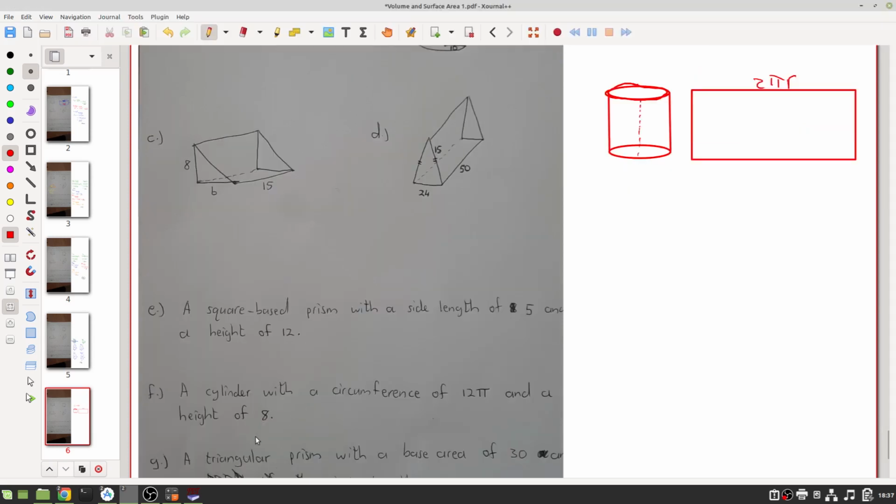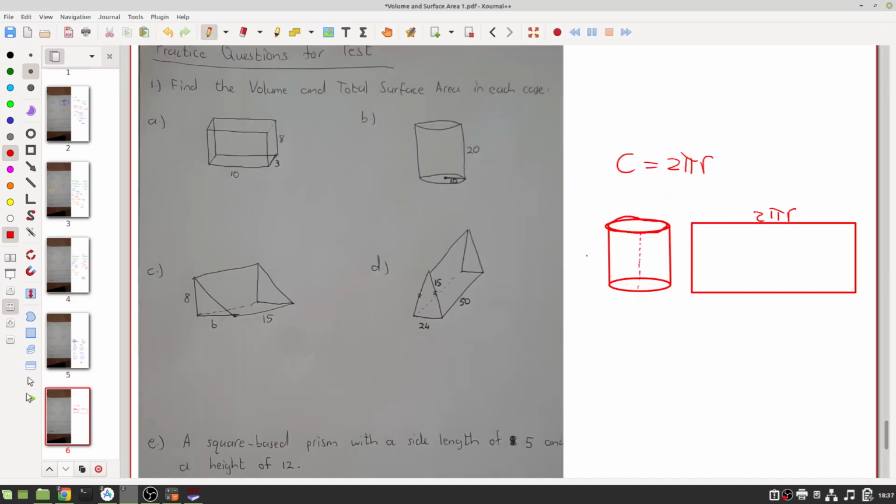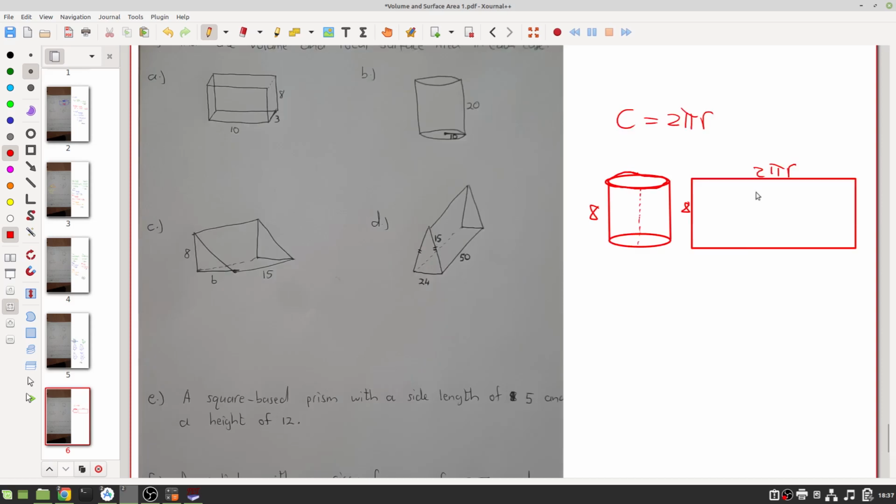Now the height, they tell us, is 12. No? Where are we? Height of 8. So they tell us the height of the cylinder is 8. Okay, so that's going to be the same height here, right? 8. Okay, so that's the curved area part. How do we write the curved area part? Length times width, right? So 2 pi r times 8. So 2 pi r times 8. Okay, so 8 times 2 is 16. So we've got 16 pi r. So that's the area of this curved part, length times width.